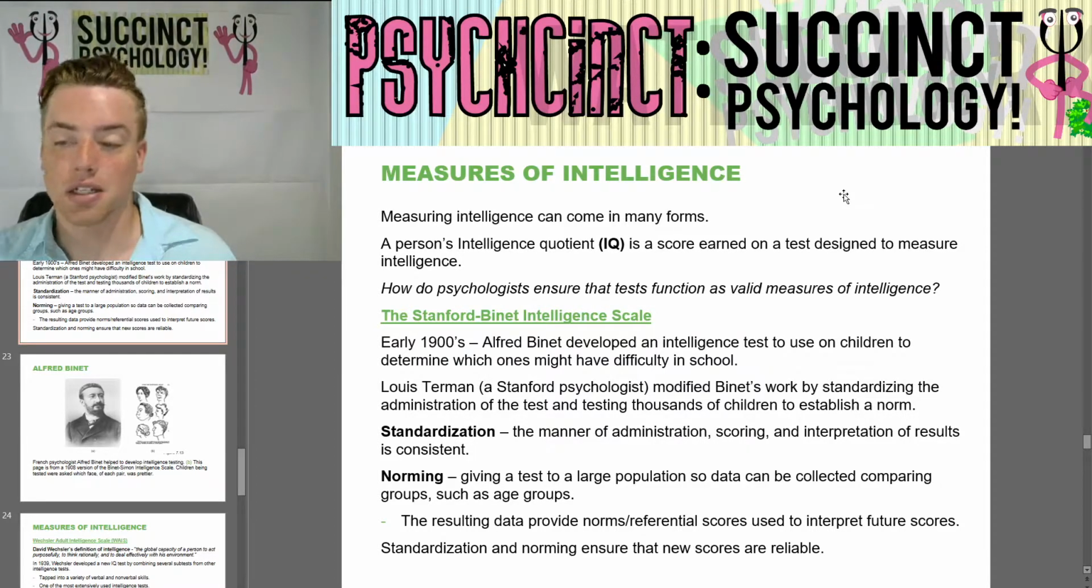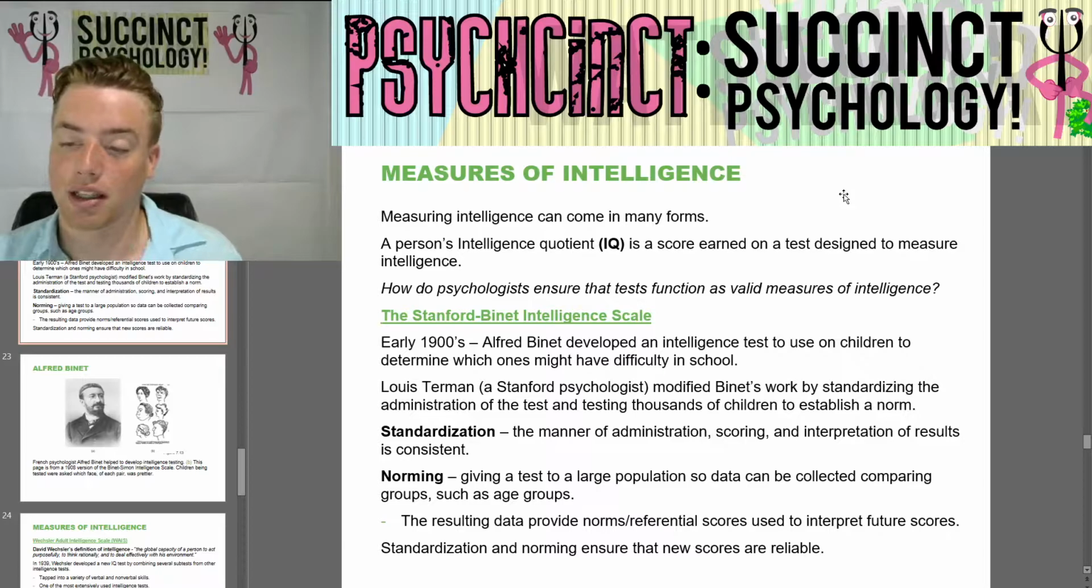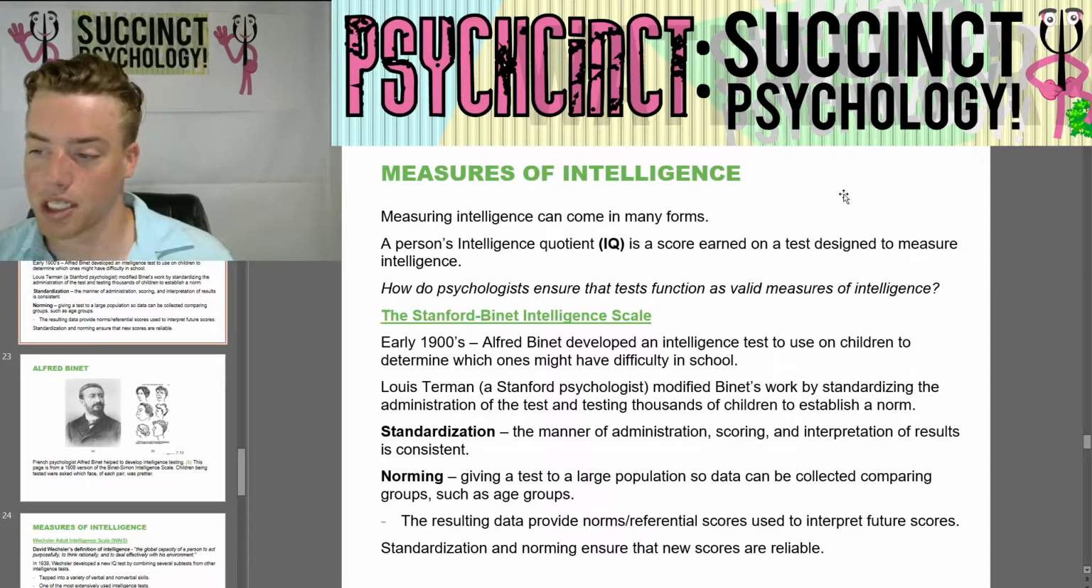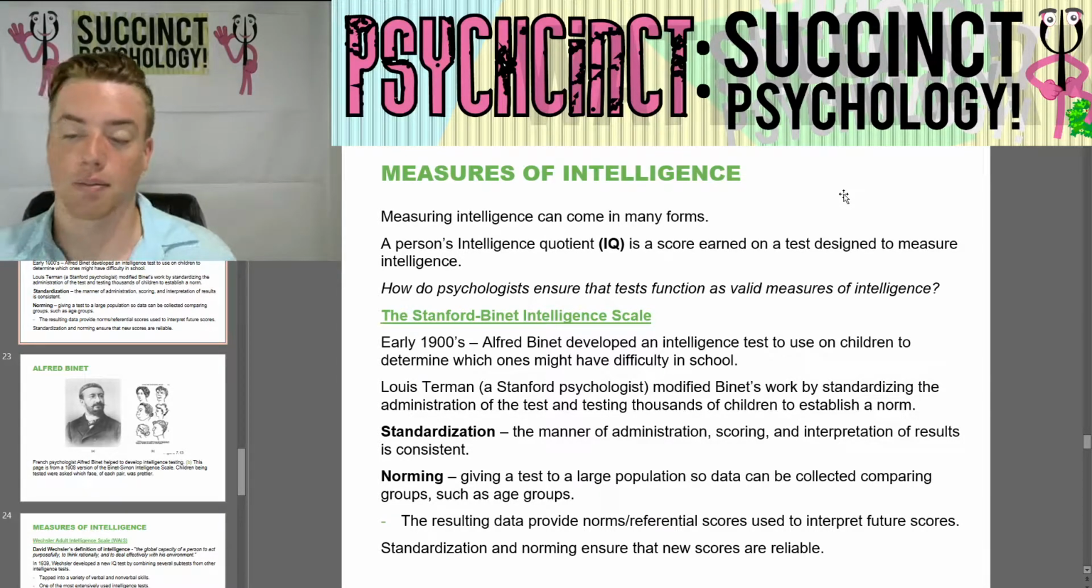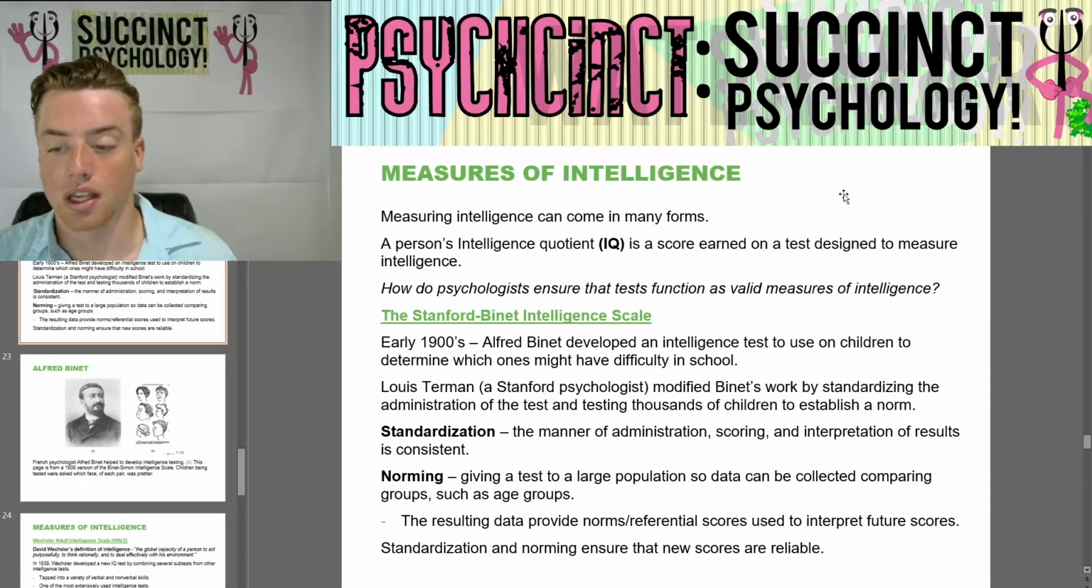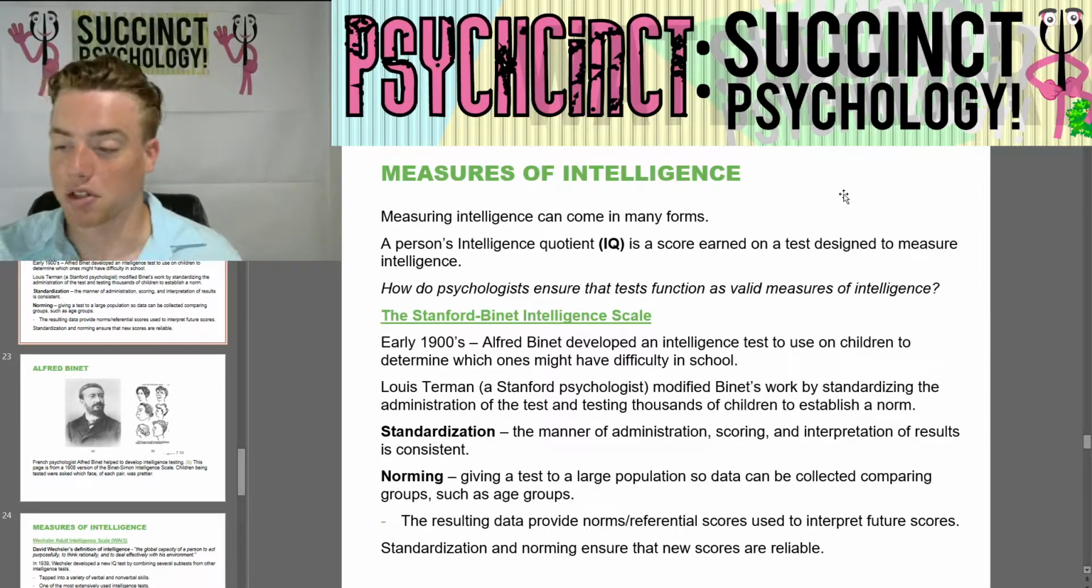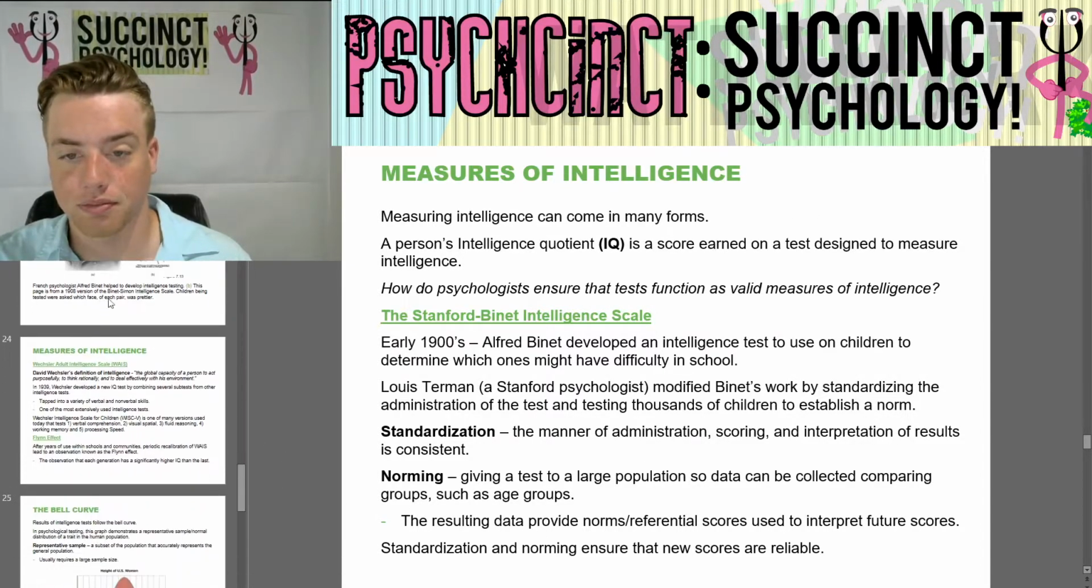Standardization means the manner of administration, scoring, and interpretation of results is consistent. Norming is giving a test to a large population so data can be collected comparing groups, such as age groups. The resulting data provide norms, or reference scores, used to interpret future scores. Standardization and norming ensure that new scores are reliable.